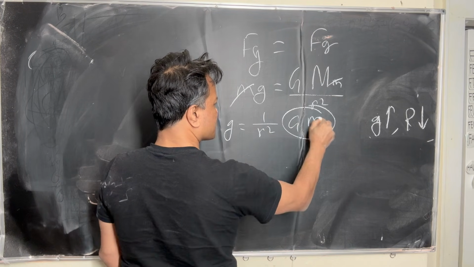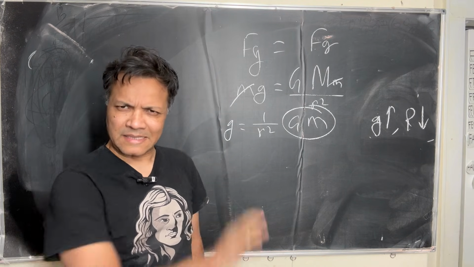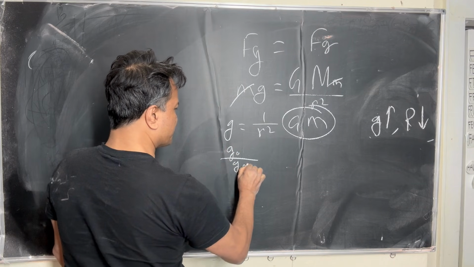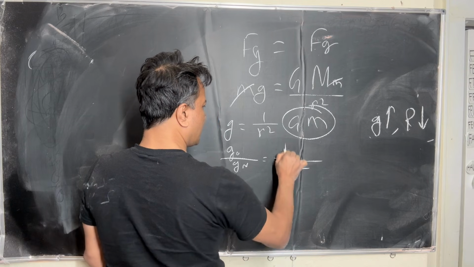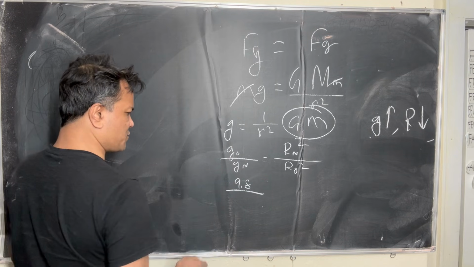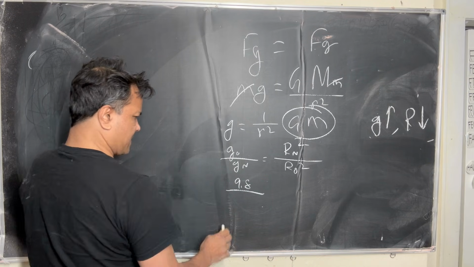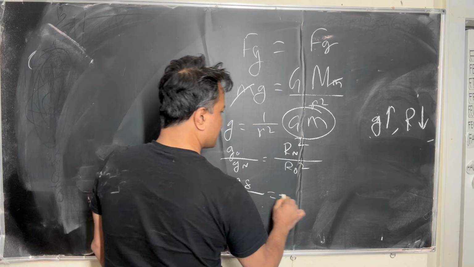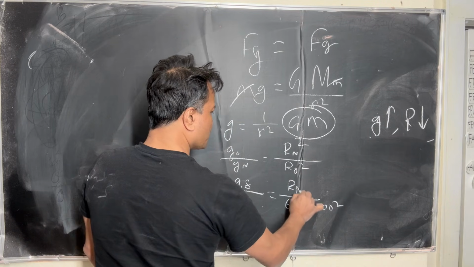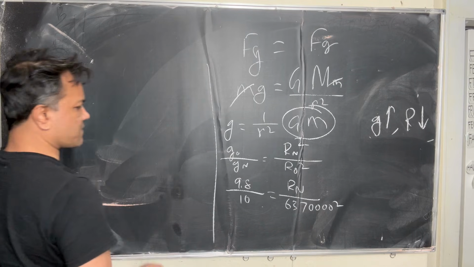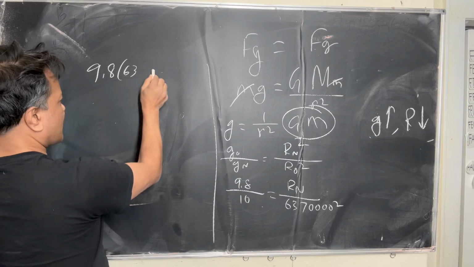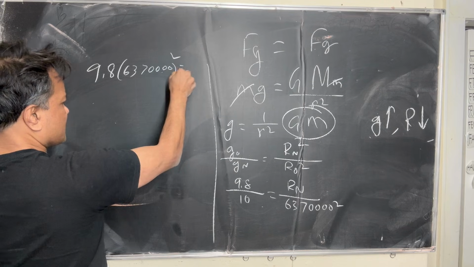G and M, we're not going to touch them. This time I didn't ask you to touch them. Keep them the same. So you're going to say g old, g new, R old, R new. G old is 9.8. We are using magnitude, or even if you don't use magnitude, the minus cancels. g new is 10. R old is 6370000 squared, and R new we're going to try to find out. So you're going to cross multiply. If we cross multiply, 9.8 times 6370000 squared is equal to 10 Rn.